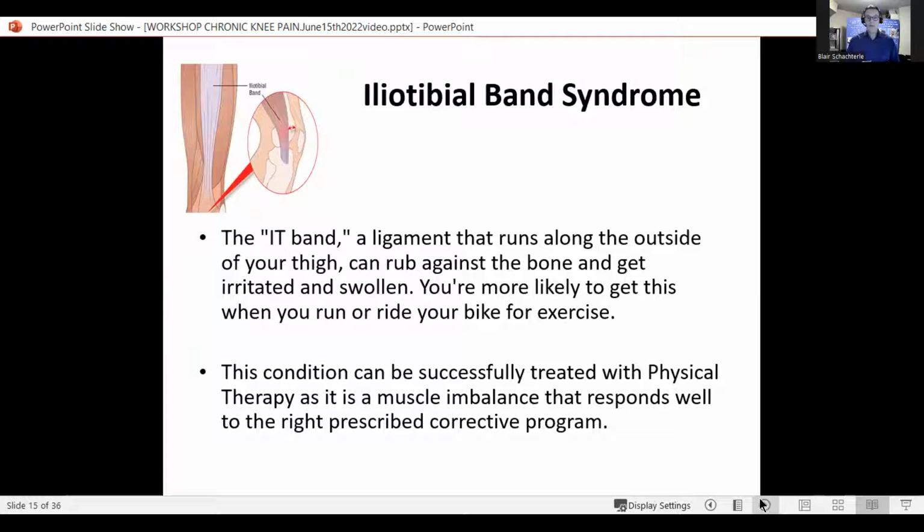And we see this quite often in runners and people that love cycling, especially through the spring, summer, and fall. And this condition is successfully treated by physiotherapy because it's just simply a muscle imbalance. And so as long as the people do the prescribed exercise program, they do really well. So that's really the secret to that one.